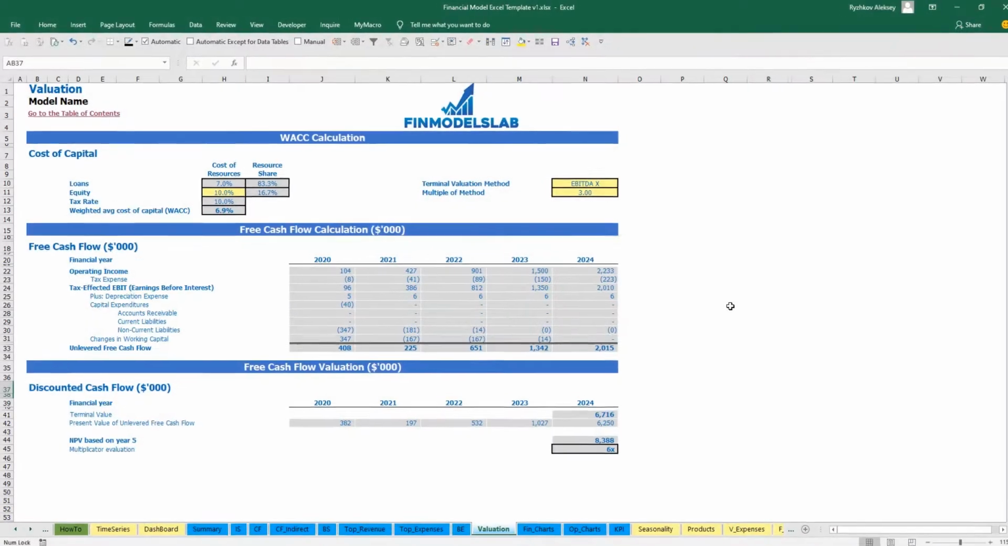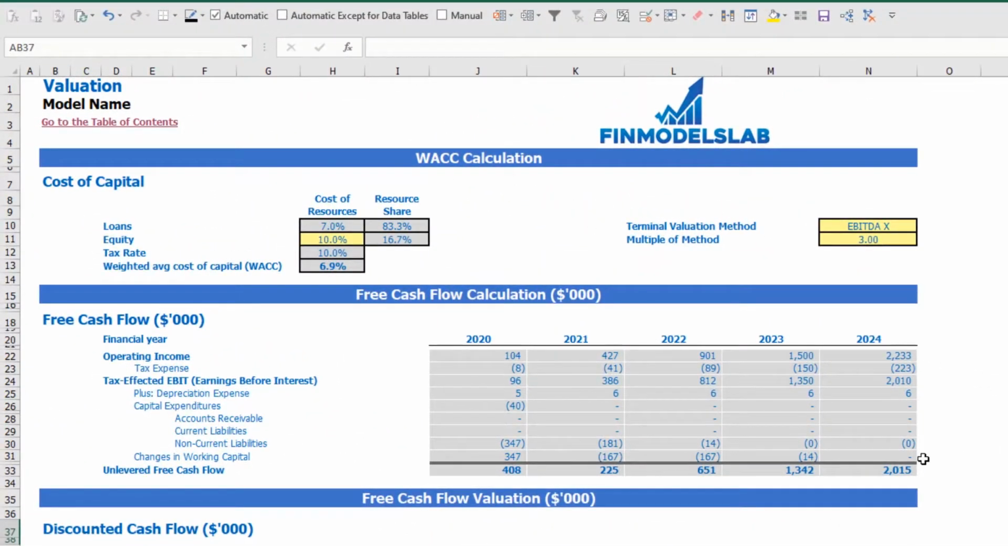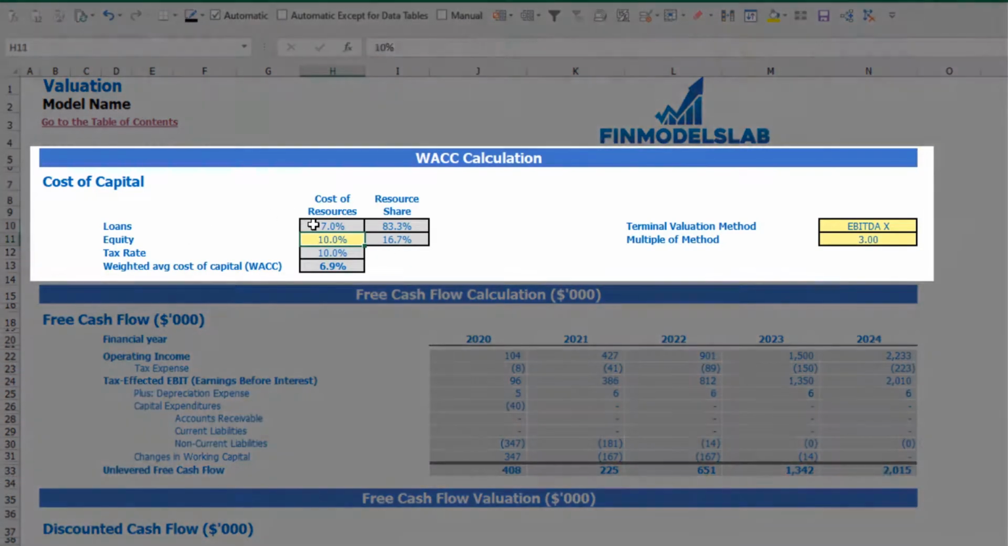On the Valuation tab, you may see the calculation of company valuation based on the cost of equity which you may input here. Cost of loans you previously inputted on the dashboard. Calculation of resource share you may see here. There's also tax rate, and here you may find the weighted average cost of capital.